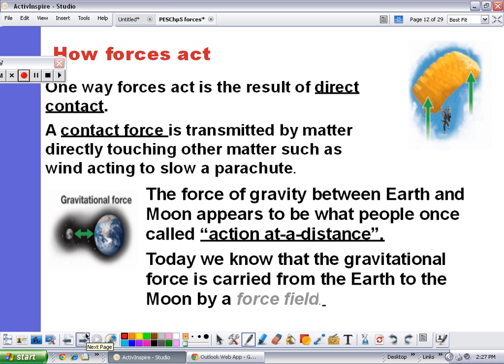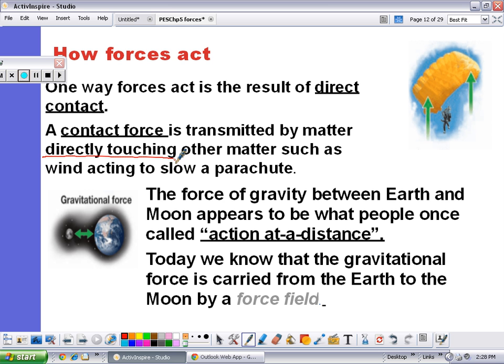One way forces act is the result of direct contact. So a contact force, now at the bottom of your note taker you have a little box, so you'll be defining this and then writing examples of these in. Contact force is basically exactly what it says. It's transmitted by matter directly touching other matter. So it's the direct contact that, for example, like wind acting to slow a parachute.